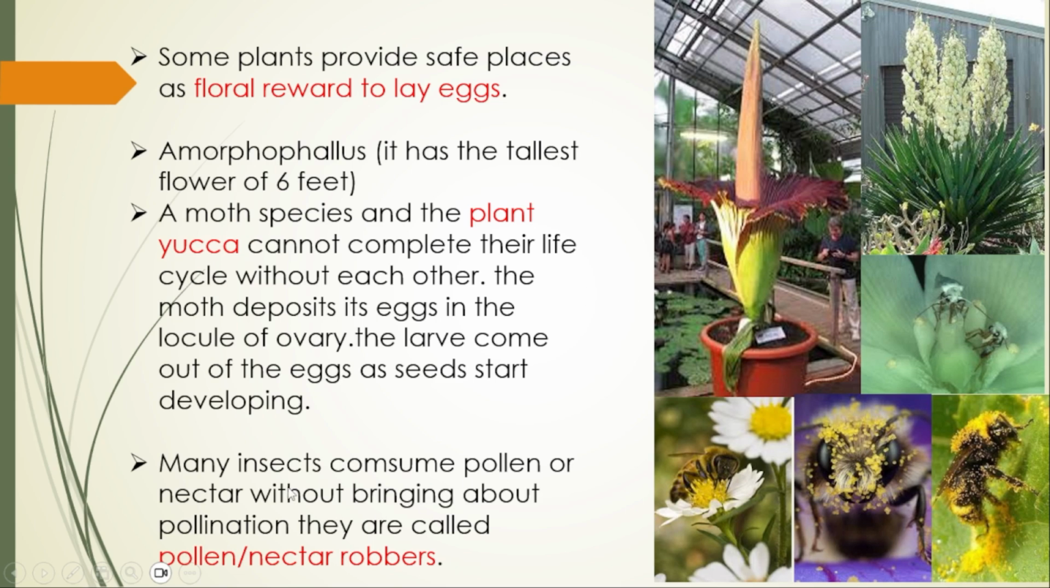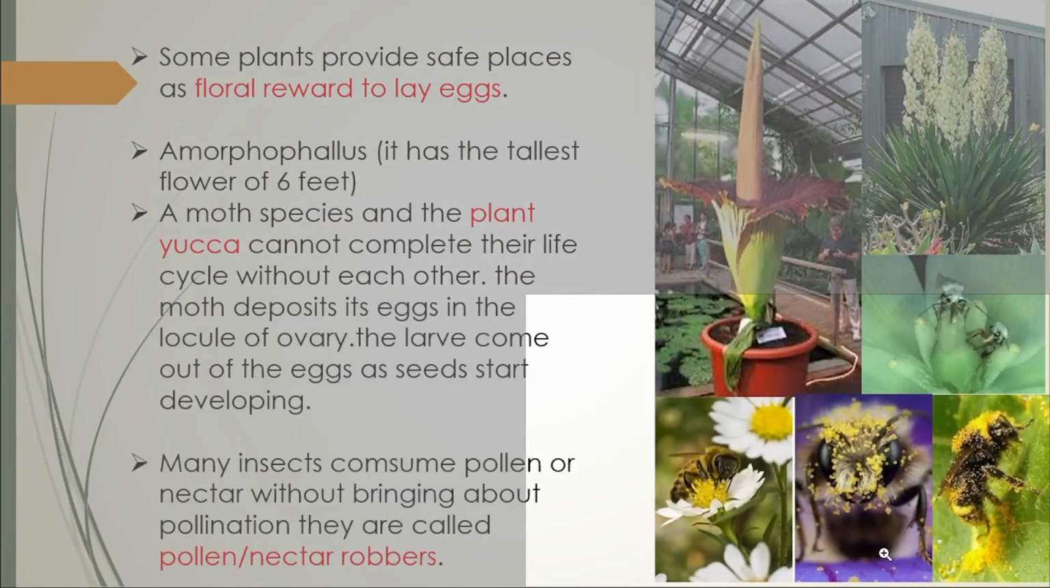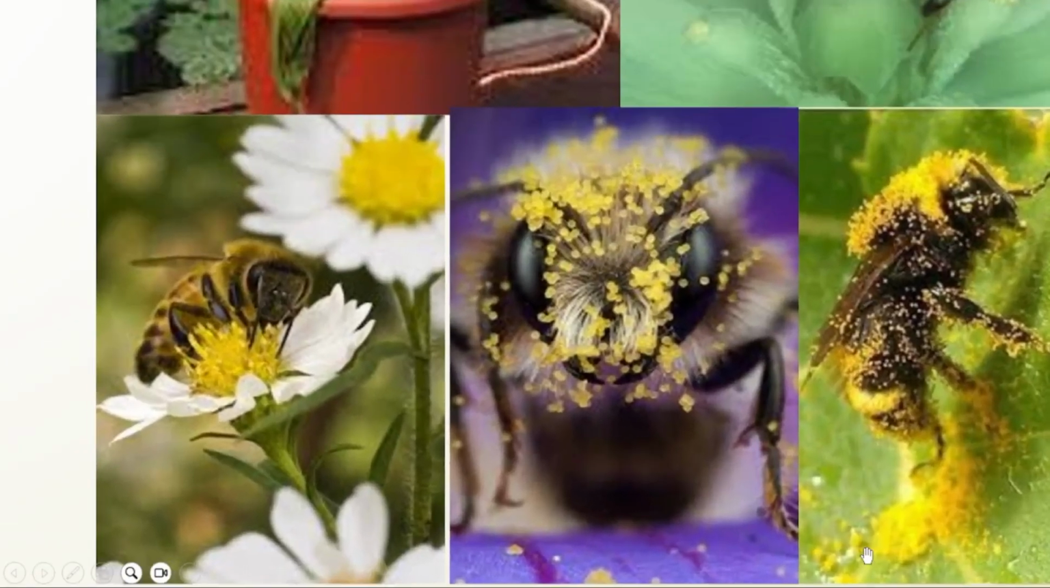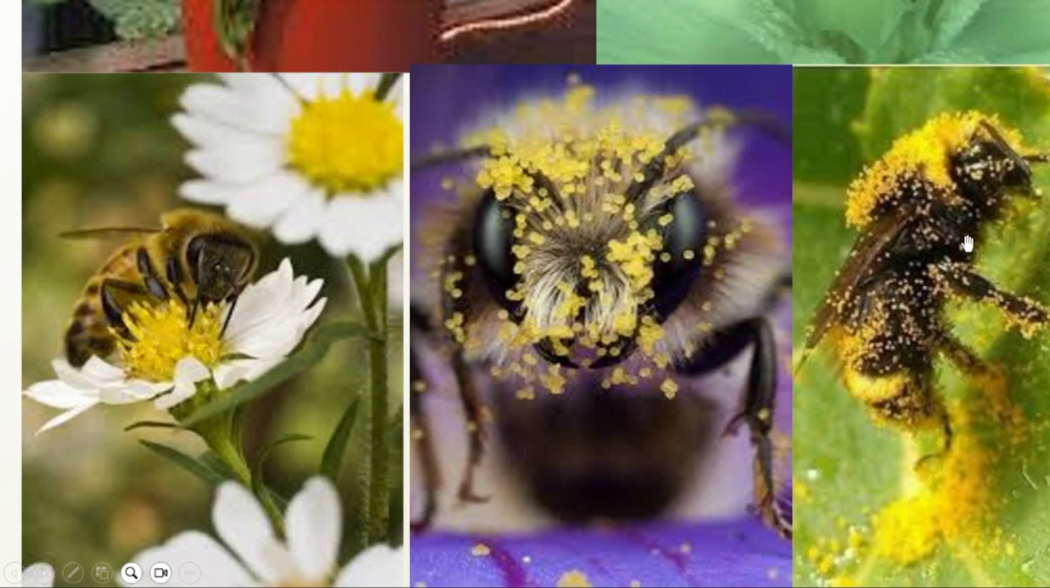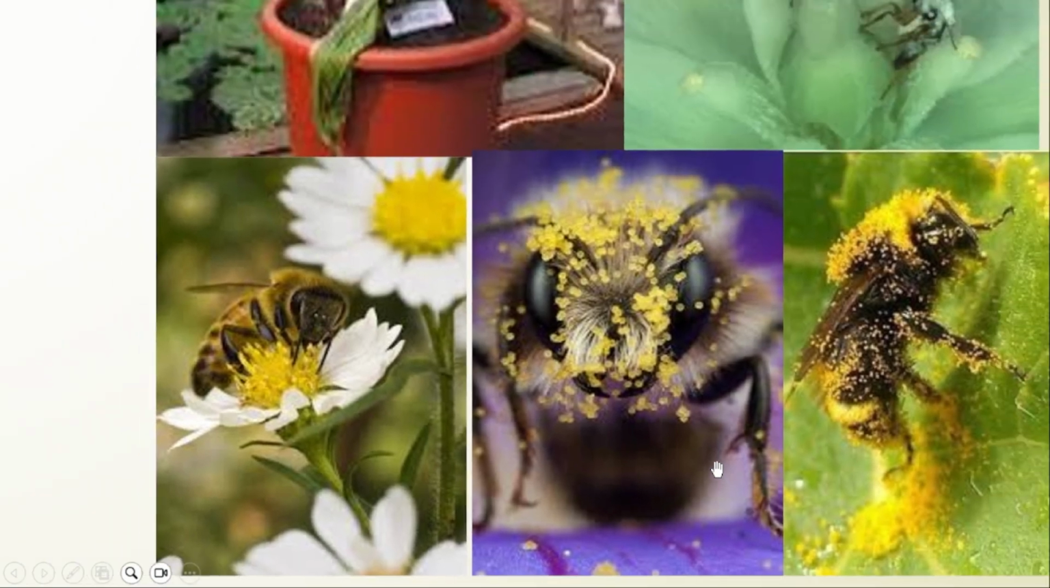Many insects consume pollen and nectar without bringing about pollination. They are said to be what? Pollen robbers or nectar robbers. A few of the insects consume the pollen grains rather than doing pollination. They are said to be pollen robbers. Here are a few example pictures of pollen robbers. See how many pollen grains are there. This is the insect. Whatever yellow dots you are going to see now, these all are pollen grains, tiny pollen grains.